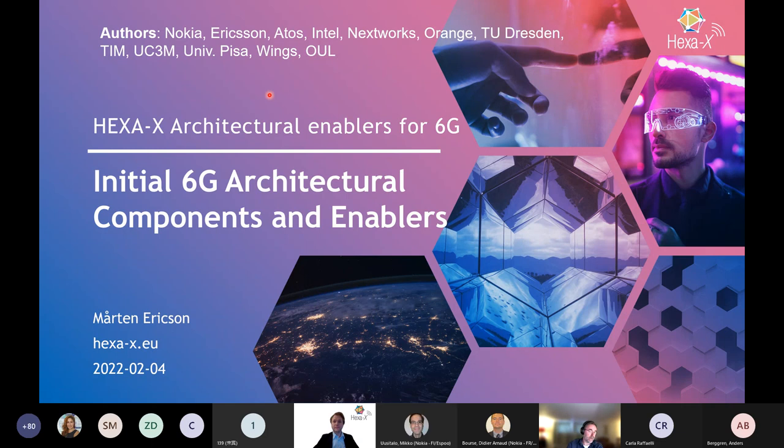Yes, thank you, Patrick, Mikko. So this is from the architecture work package in Hexa-X, and it's an overview of our first deliverable, a rather high-level overview. And the slides here have been made by all partners. You can see these partner names above here, so it's not only me.